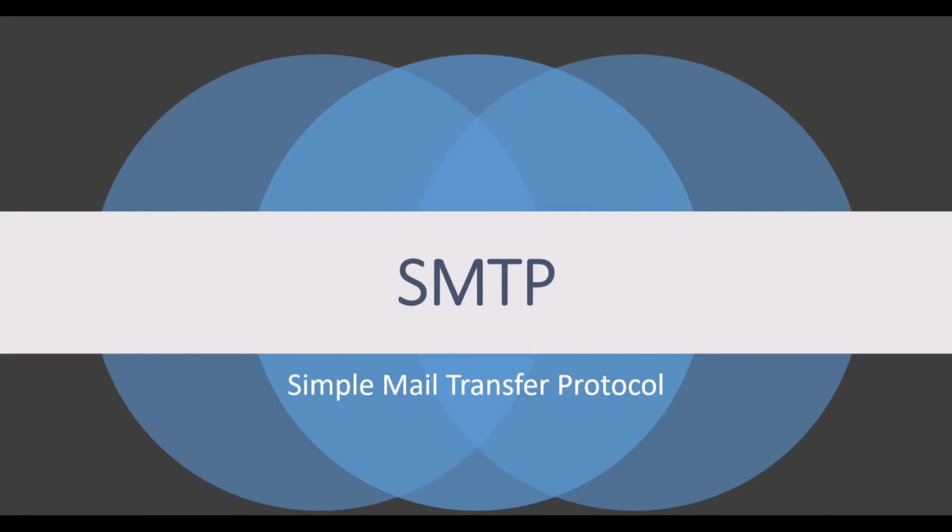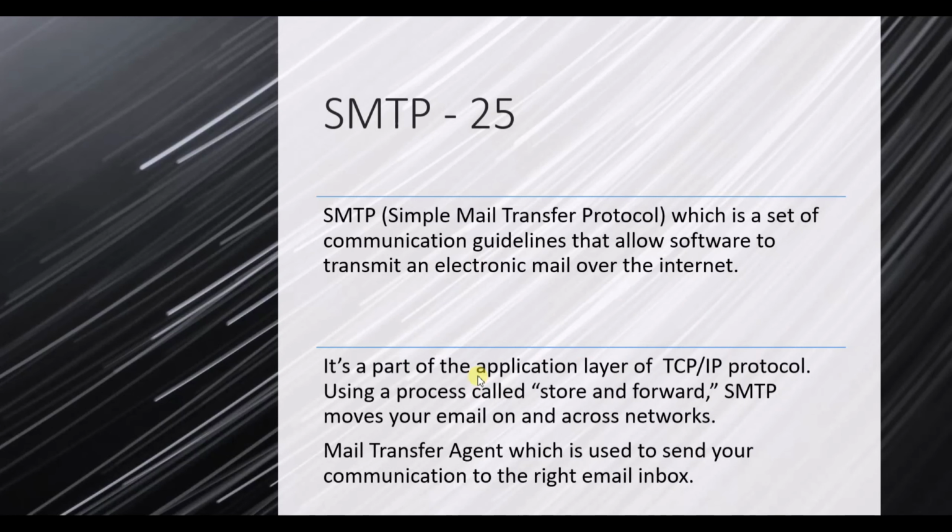SMTP is the Simple Mail Transfer Protocol, which is used to set up the communication rules between servers. It is used to send email messages, as opposed to POP3 or IMAP, which can be used to both send and receive messages. Here you can see on my screen, it's part of the application layer of the TCP/IP protocol. Store and forward is a process which moves your email across the network. It works closely with something called the MTA, the mail transfer agent, which is used to send the communication to the right computer and the email box.